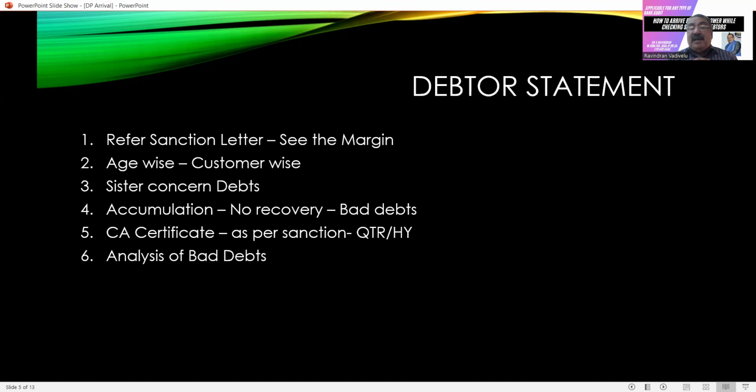And you have to analyze the bad debts. Why these debts have become bad. All this, as an auditor, you have to analyze.